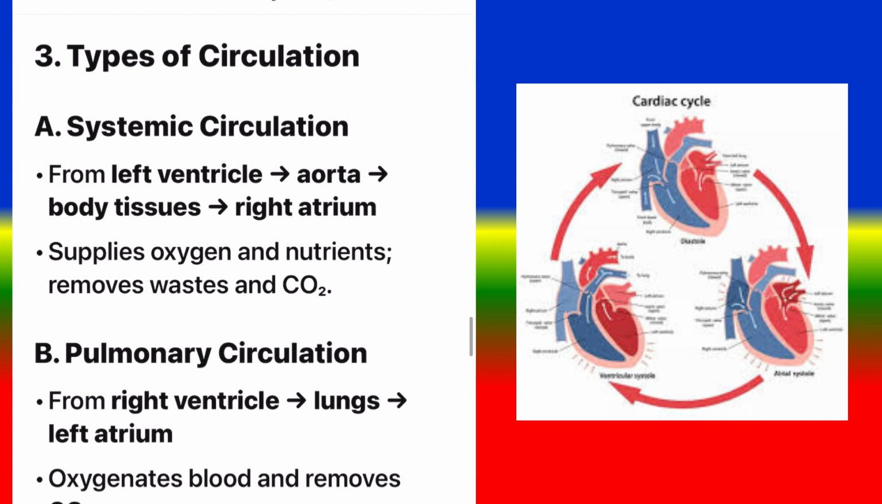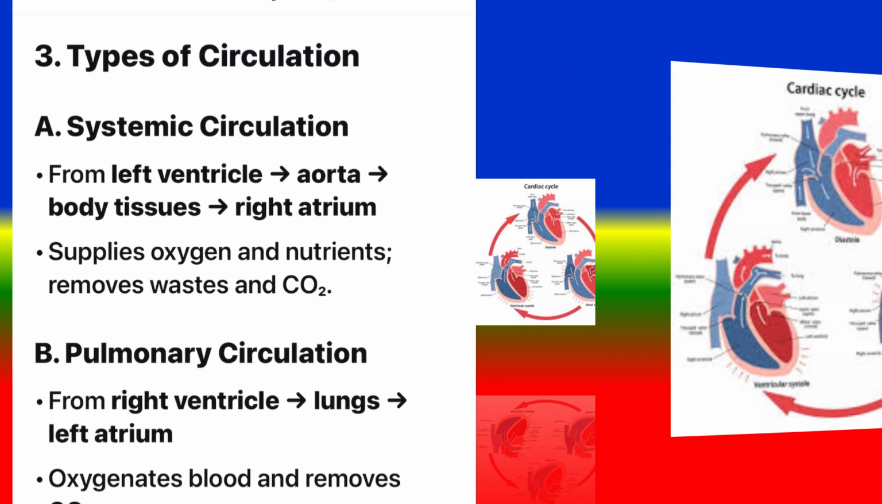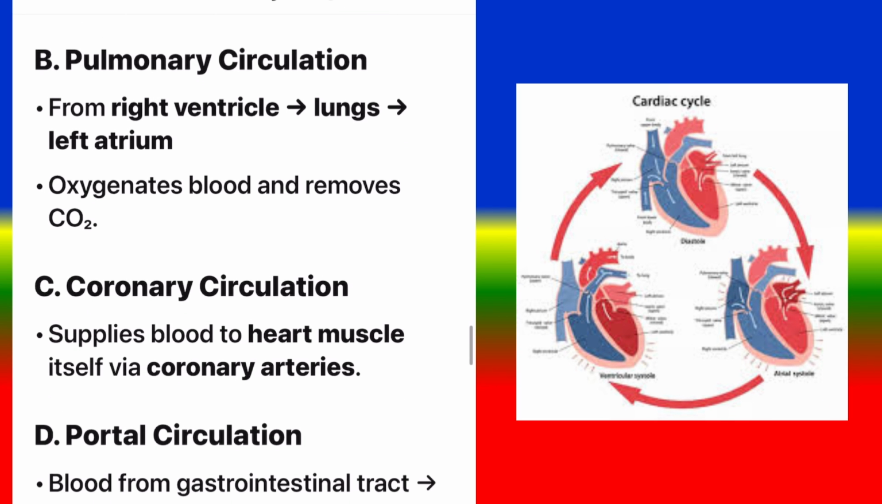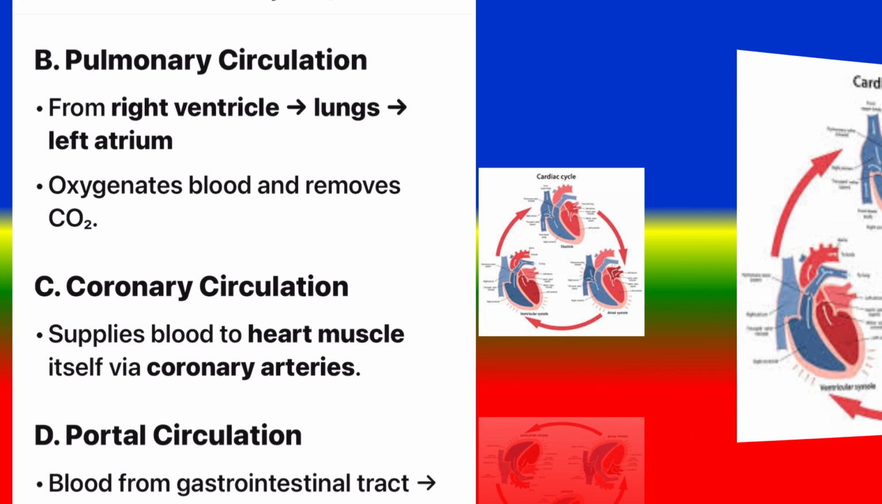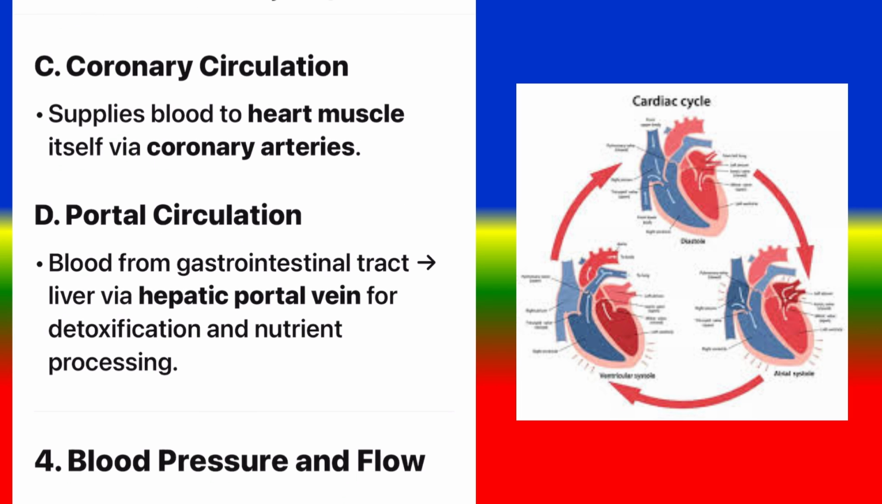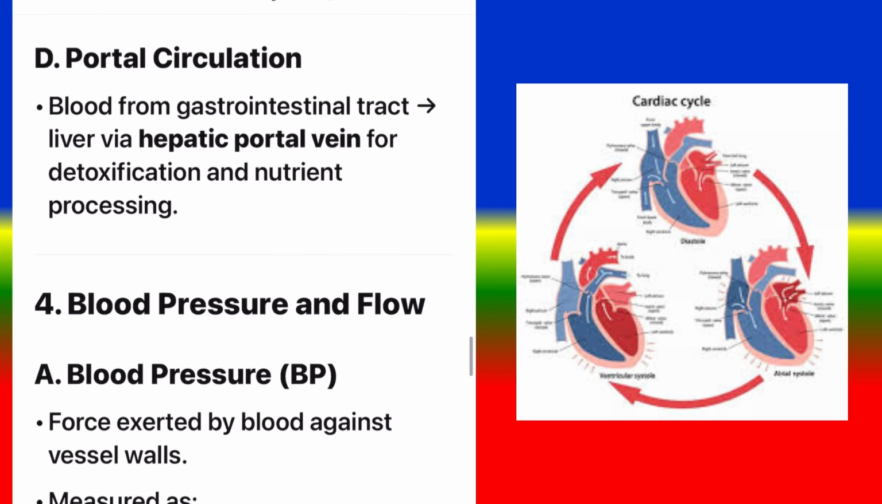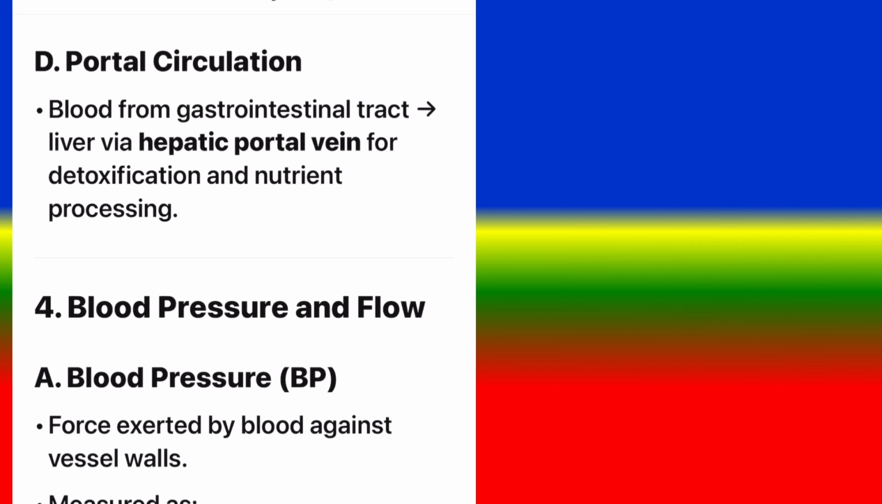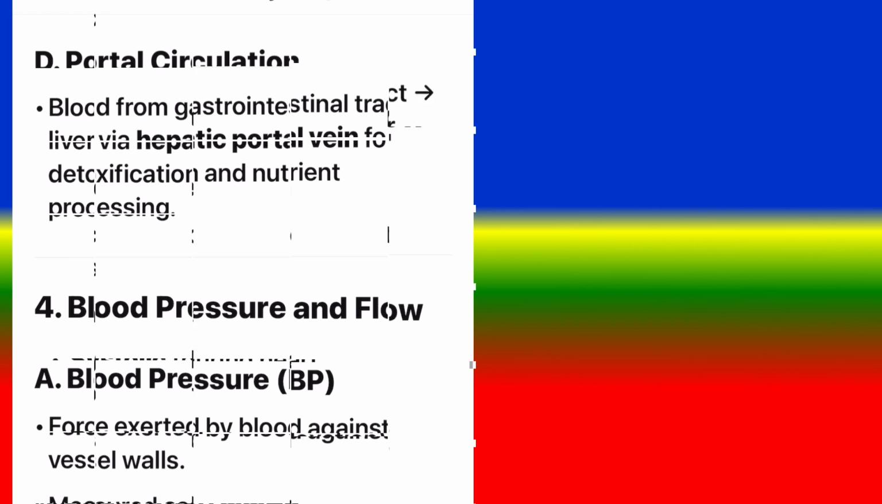3. Types of circulation. A. Systemic circulation, from the left ventricle, aorta, body tissues, to the right atrium, supplies oxygen and nutrients, removes wastes and CO2. B. Pulmonary circulation, from the right ventricle, lungs, to the left atrium, oxygenates blood and removes CO2. C. Coronary circulation, supplies blood to the heart muscle itself via coronary arteries. D. Portal circulation, blood from the gastrointestinal tract to the liver via the hepatic portal vein for detoxification and nutrient processing.